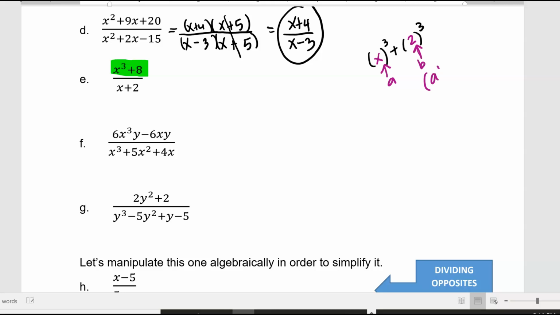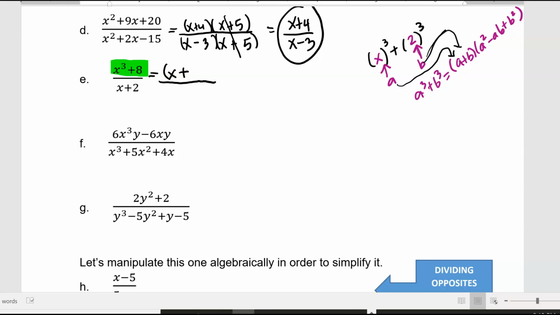A cubed plus B cubed equals A plus B times A squared minus AB plus B squared. So the factors would be, instead of an A, we're going to put x. So we have x plus, instead of a B, we're going to put that 2.